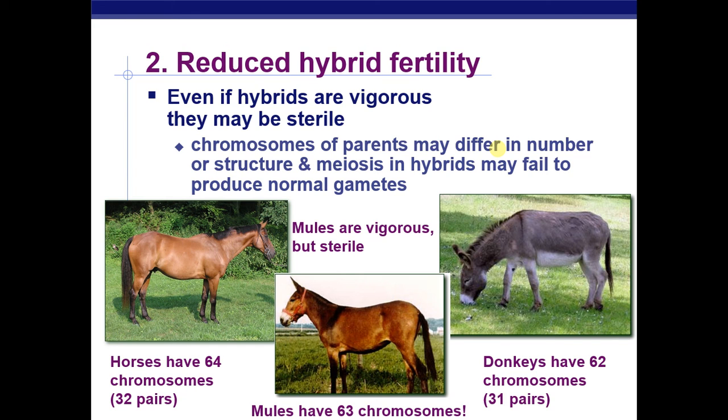For example, with mules, donkeys, and horses. Horses have 64 chromosomes, so they have 32 pairs, and donkeys have 62 chromosomes with 31 pairs. We get a mule by crossing a horse and a donkey. A mule is a hybrid, but it has 63 chromosomes. Mules, of course, are vigorous and can be strong and healthy, but they're sterile because of the reduced hybrid fertility. That's why horses and donkeys are different species, even though they can interbreed and make vigorous offspring, because that vigorous offspring can't reproduce.